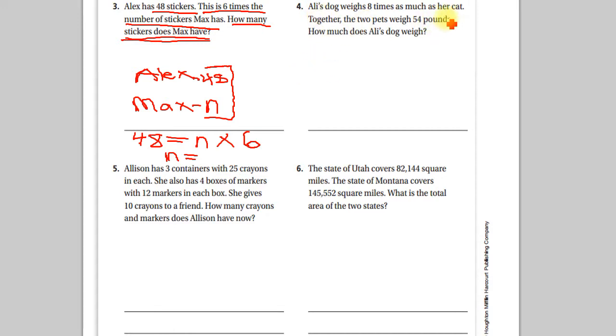Alright, Allie's dog weighs 8 times as much as her cat. Together, the two pets weigh 54 pounds. And my question is, how much does Allie's dog weigh? So again, I'm going to set up one of my problems, those little bars or columns that we set up. Now over here is my total. So the two pets together, it says right here, together the two pets weigh 54. So 54 is going to go out here.